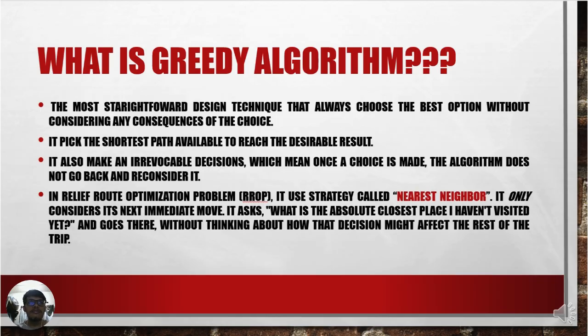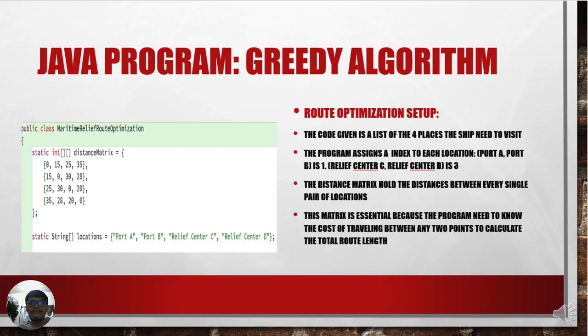In the relief route optimization problem, or should I say RROP, it uses a strategy called nearest neighbor, which means it only considers its next immediate move, to ask: what is the absolute closest place I haven't visited yet? And it goes there without thinking about how the decision might affect the rest of the trip.